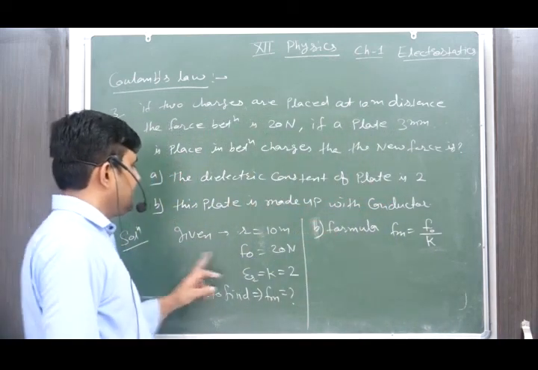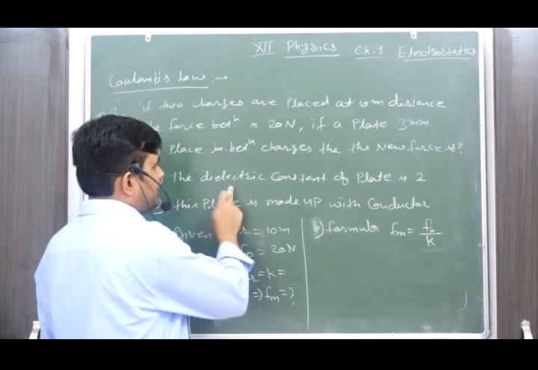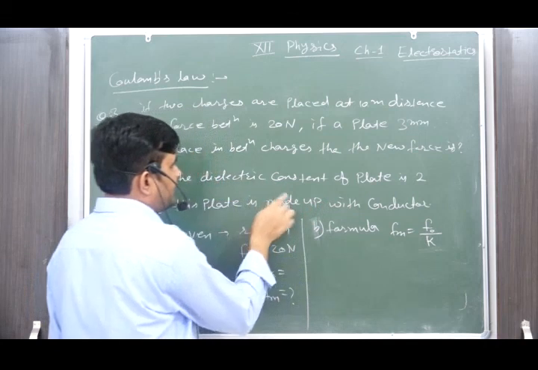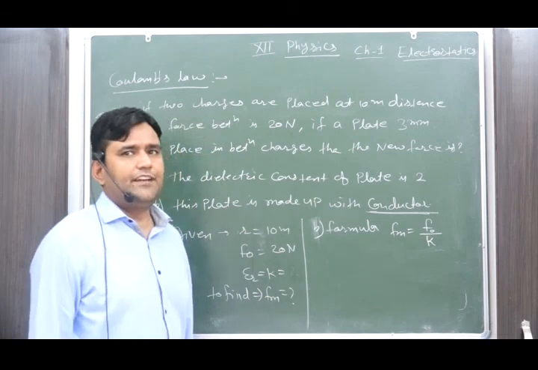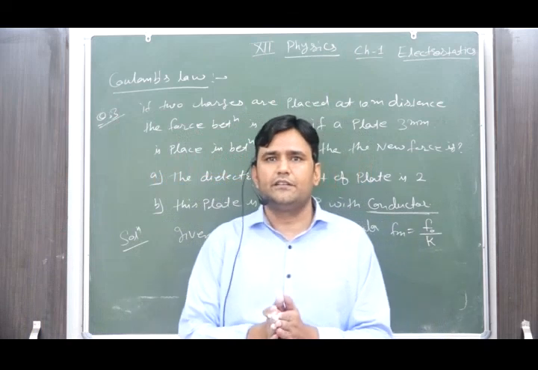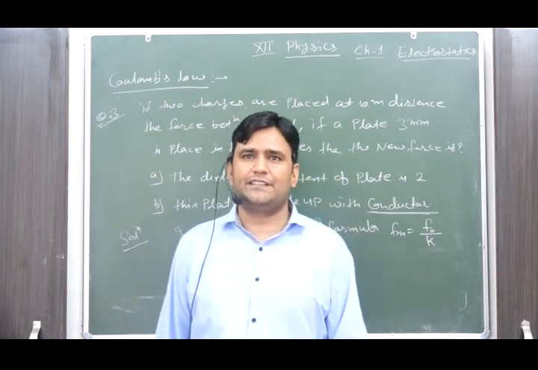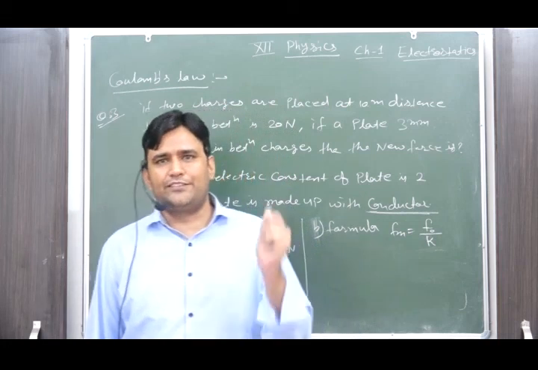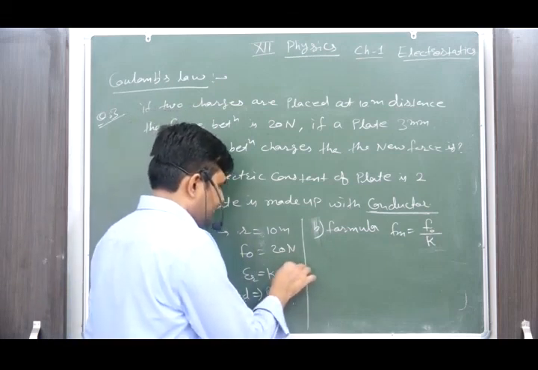the values are given, R is the same, F naught is the same, but the important thing is the dielectric constant of the plate. Here the plate is made of a conductor, and earlier we studied the dielectric constant value of that particular conductor. What is the value of the dielectric constant of a conductor? Give the answer very fast. It is infinite. The value of the dielectric constant for a conductor is infinite.